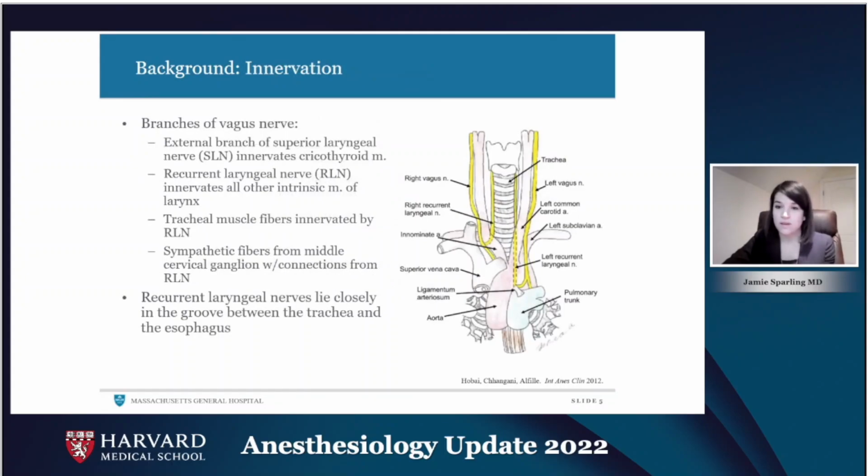The larynx is innervated entirely by branches of the vagus nerve. Many of you will remember back to your board studying but the cricothyroid muscle is innervated by the external branch of the superior laryngeal nerve. The remainder of the laryngeal muscles are innervated by the recurrent laryngeal nerve. Additionally, tracheal muscle fibers, that is in the posterior membrane, are innervated by the recurrent laryngeal nerve. Finally, fibers arise from the middle cervical ganglion, which join with connections from the recurrent laryngeal nerve to comprise the sympathetic innervation of the trachea. All of these nerves are subject to involvement in the tracheal pathology, as well as injury from surgical manipulation.